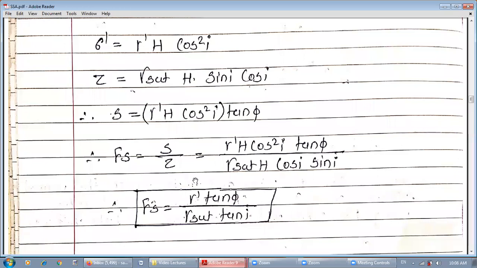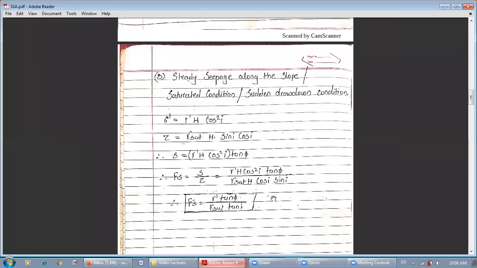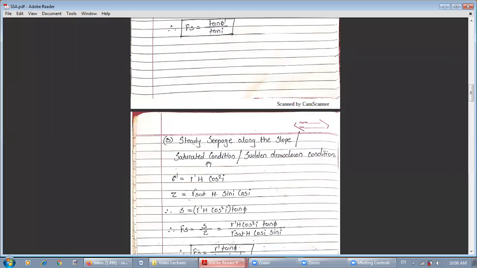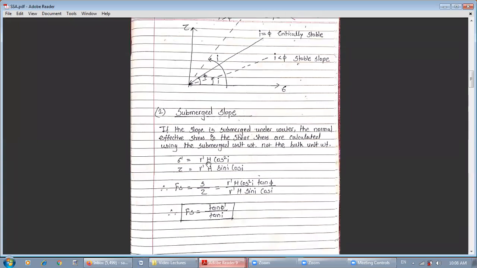It is very important to know the water conditions, to know whether it is submerged or saturated or dry condition, to solve the equations and the numericals. If you get confused about where to take gamma submerged and where to take gamma saturated, there will be problems when solving the numerical. So it is better to understand what is the submerged condition, what is the saturated condition, and what is the dry condition.